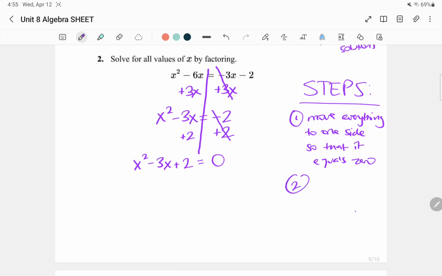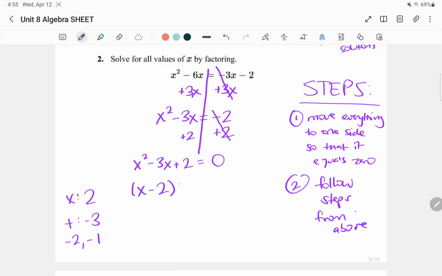All right, now that I have that, I'm going to follow the steps from above. So I still have to go ahead and factor this. I have to ask myself, what multiplies to positive 2 and adds to negative 3? That's going to be negative 2 times negative 1. So my parentheses look like this: x minus 2 and then x minus 1.